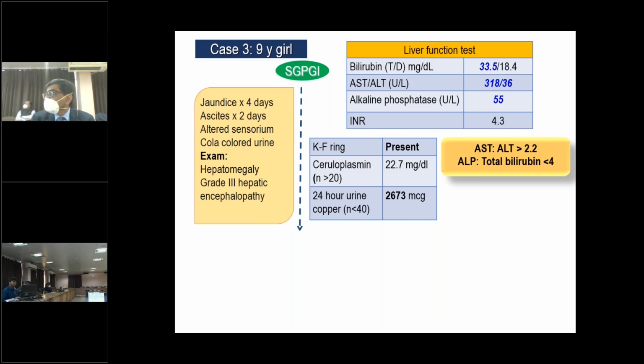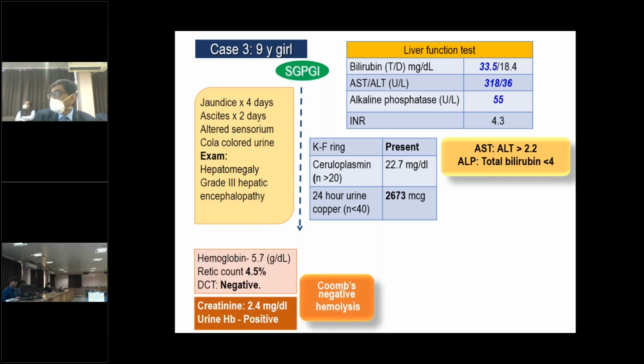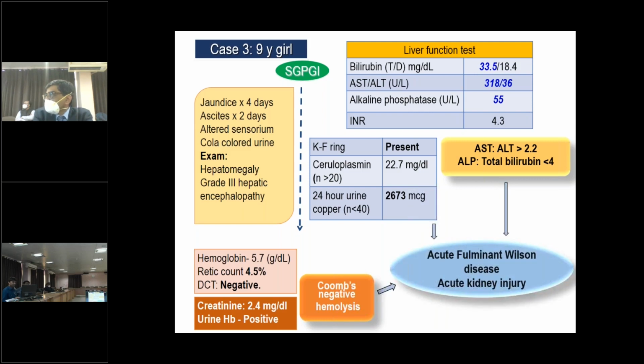In this scenario, where the AST to ALT ratio is more than 2.2 and the alkaline phosphatase to total bilirubin ratio is less than 4, it is suggestive of acute fulminant Wilson disease, which is evidenced by the presence of a KF ring and a very high 24-hour urinary copper of 2673 microgram. On further evaluation, the child was found to have Coombs negative hemolytic anemia, and additionally she had acute kidney injury, evident by an increased creatinine of 2.4. So we made the diagnosis of acute fulminant Wilson disease with acute kidney injury.